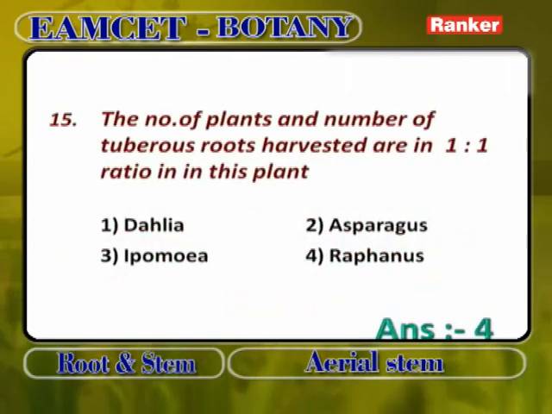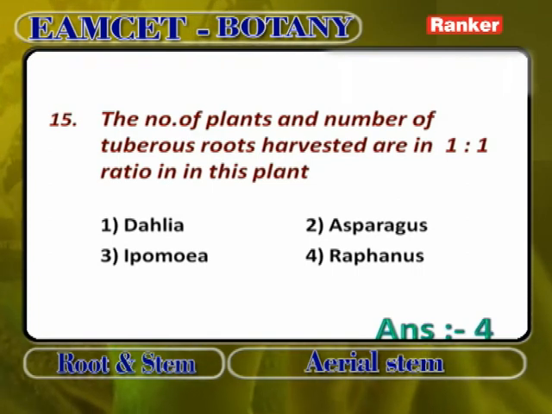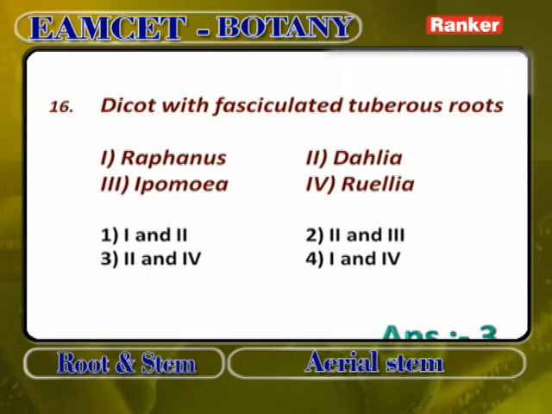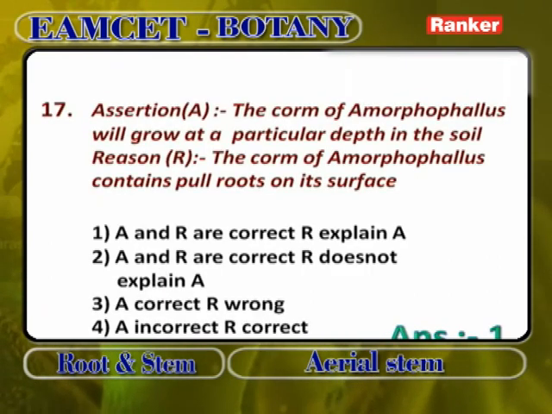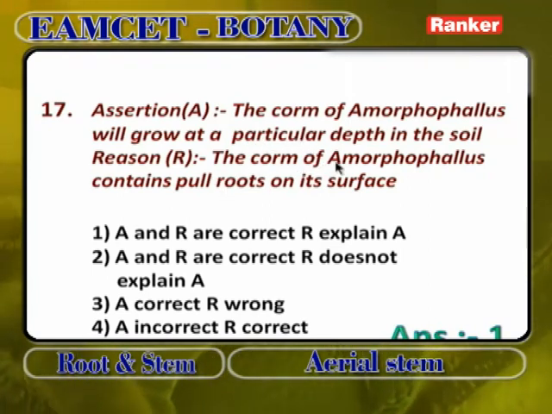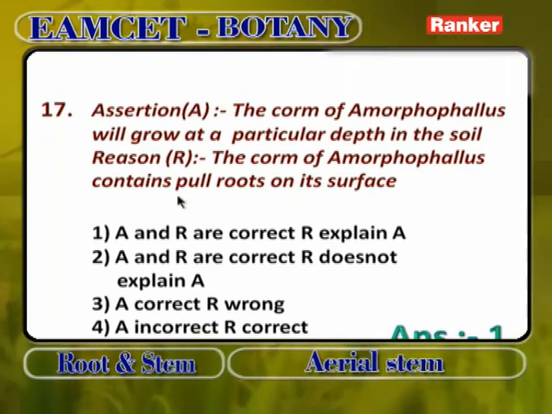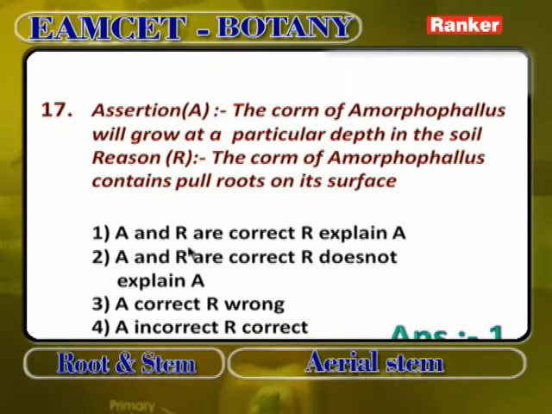Next. The number of plants and number of tuberous roots harvested are in 1:1 ratio in this plant means any biennial plant like Raphanus. Raphanus, they are harvested and the ratio is 1:1. Next. A dicot plant with fasciculated tuberous roots, just now I told Dahlia and Ruellia, 2 and 4, they are dicots with fasciculated tuberous roots. Next. This is assertion. The corm of Amorphophallus will grow at a particular depth in the soil. The corm of Amorphophallus has pull roots on its surface. Actually, it belongs to stem bit, but because we are discussing root, to explain about pull roots, this question is given. So, A and R are correct. R is the correct explanation of A.